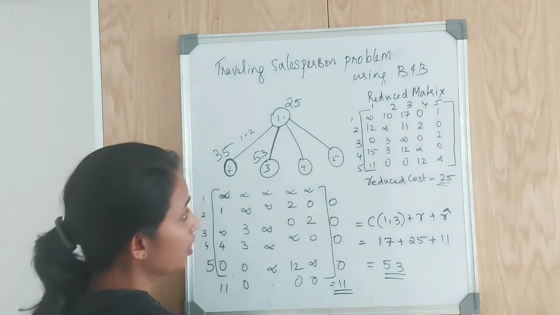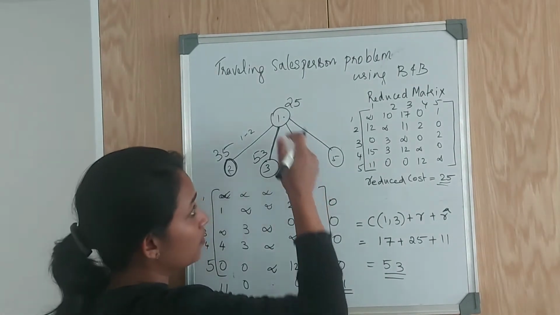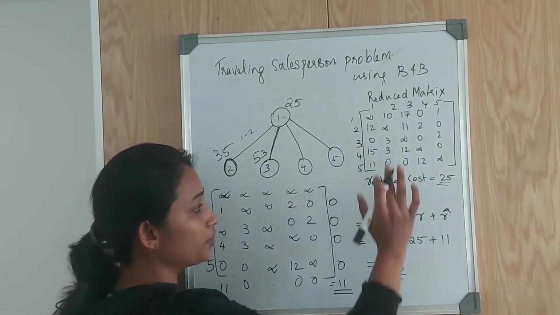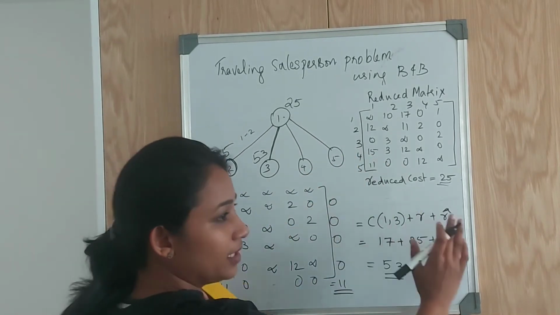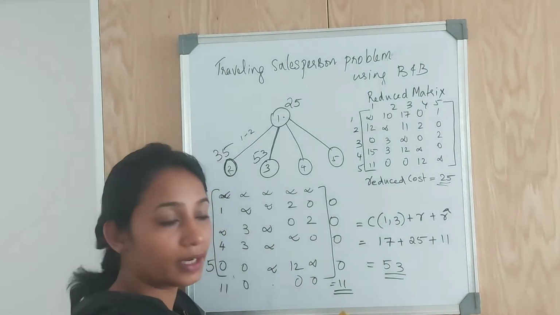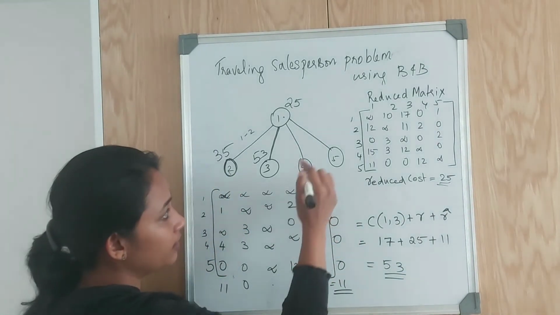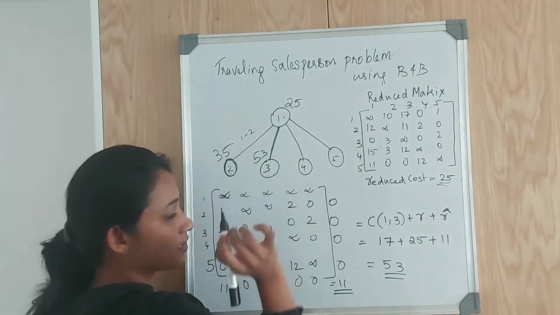So like this, we are going to find cost from 1 to 4, 1 to 5. So I am going to just show you the matrix. Maybe you can work at home how to follow the same procedure and find the cost of 4 and 5 as such.